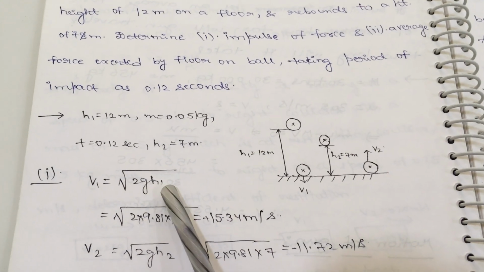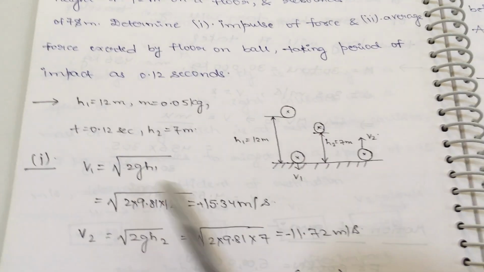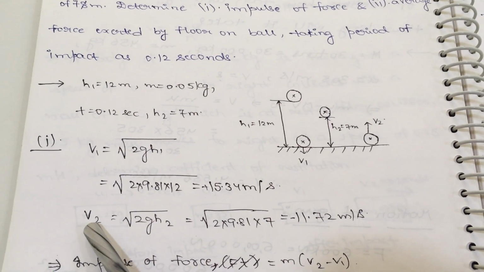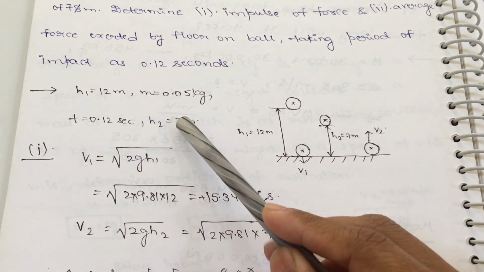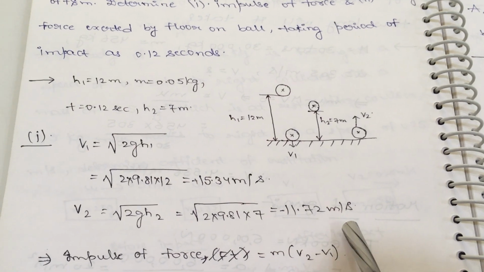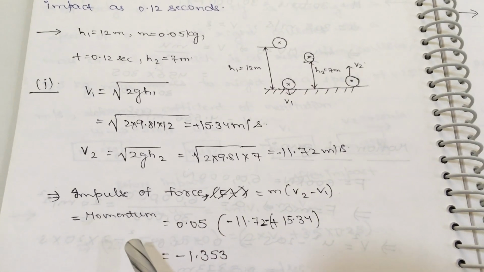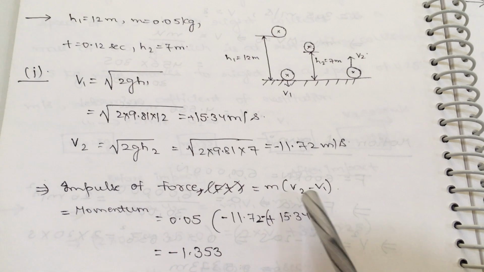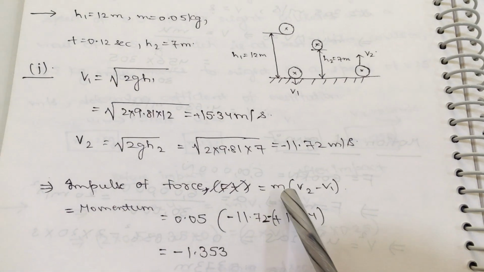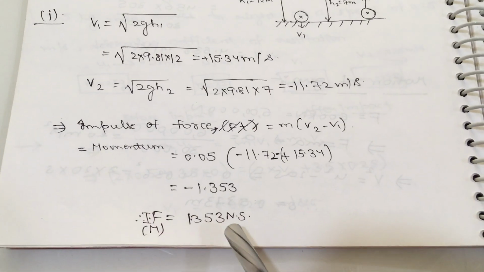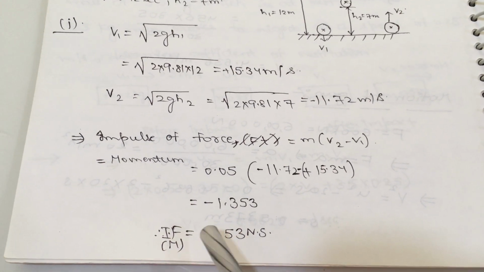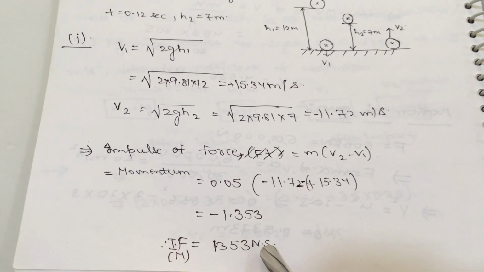Now substitute the h1 value in this formula, we will get the v1 value, and substitute the h2 value in this formula, we will get the v2 value. So from h1 and h2 we can calculate v1 and v2 in meter per second. Now we know the momentum formula as mass into v2 minus v1. Now substitute all the calculated values and the mass value in this formula. We will get the value as 1.353 Newton second. So this is the value for the impulse of a force, that is nothing but the momentum value.